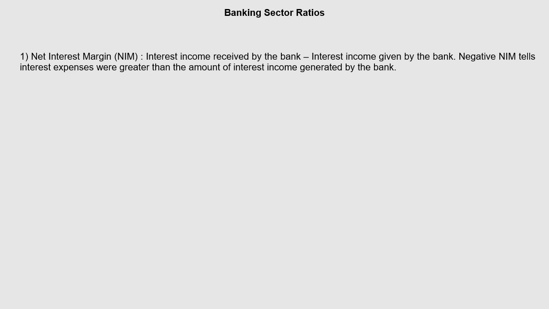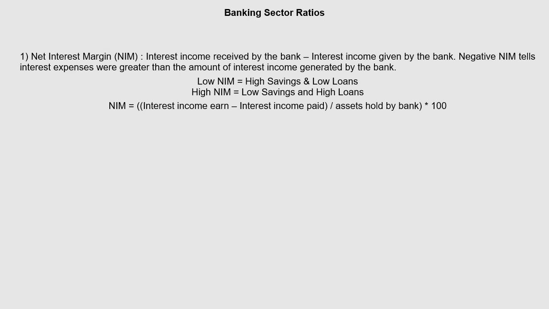Negative NIM tells interest expenses were greater than the amount of interest income generated by the bank. If savings are high and loans given are low, then NIM will decrease. If savings are low and loans are high, then NIM will increase. These ratios are applicable to banks and non-banking financial companies.